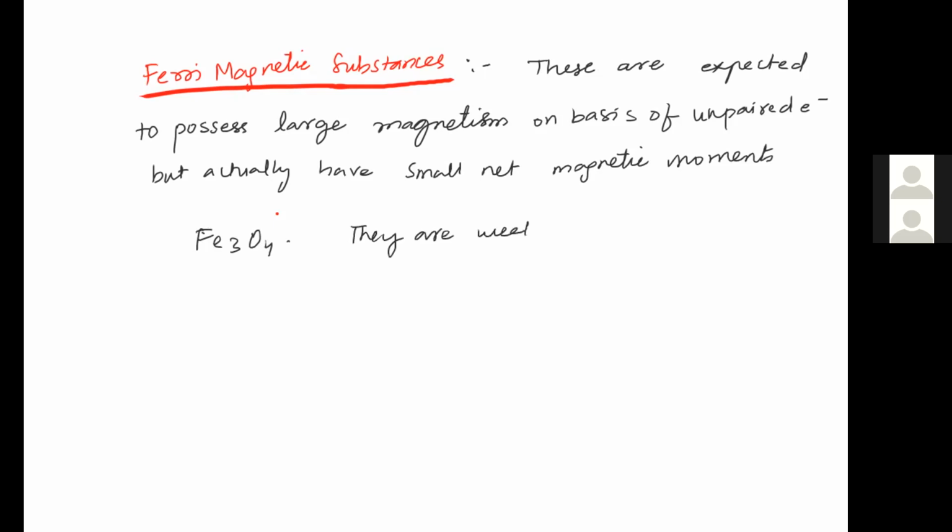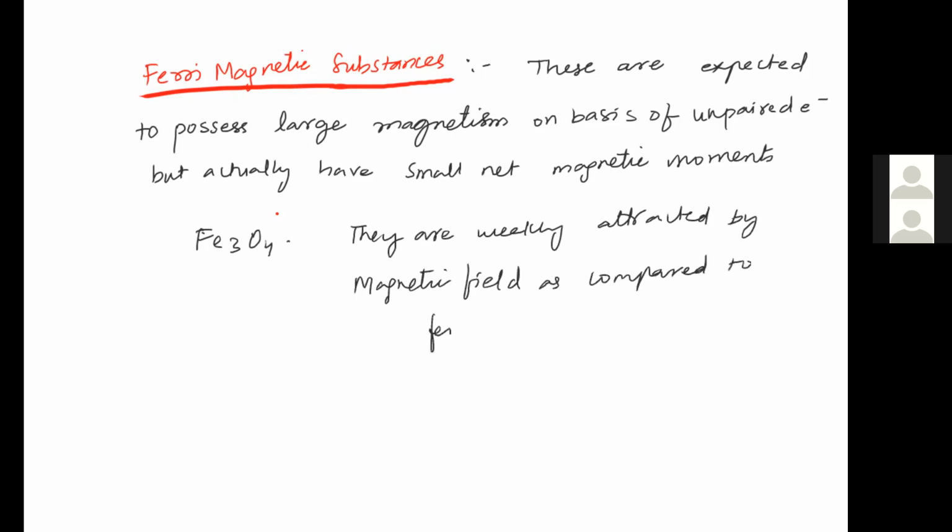They are weakly attracted by magnetic field as compared to ferromagnetic substances. Oh, these are 5. We are done with this type of properties also.